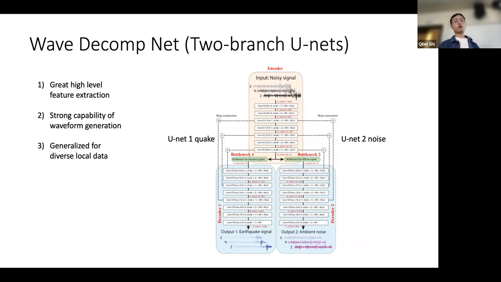So let's look at this architecture again. It has been proven that this architecture can capture the higher level feature first. This is the first thing we know. And it has a very, very good capability of predicting the P wave signals and noise.